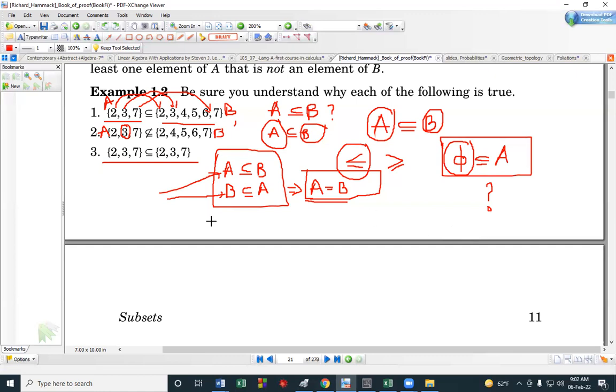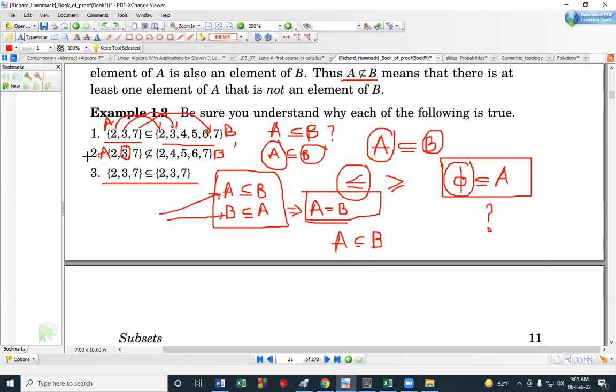Let me say it again. We say that if each element of the set A is an element of B, then A is a subset of B. Now tell me, when is A not a subset of B? We know when A is a subset of a set B: each element of A is an element of B. Now my question is, when is the set A not a subset of B?